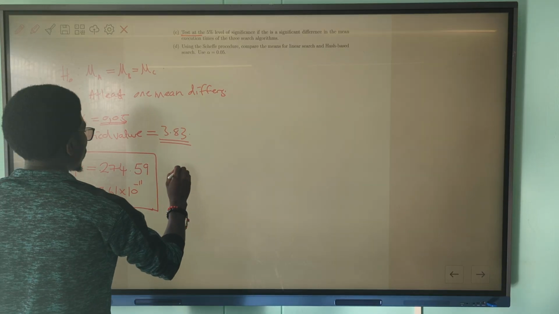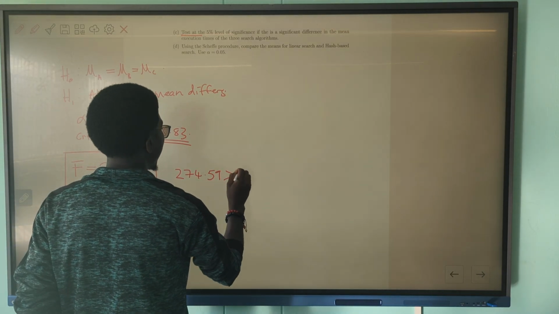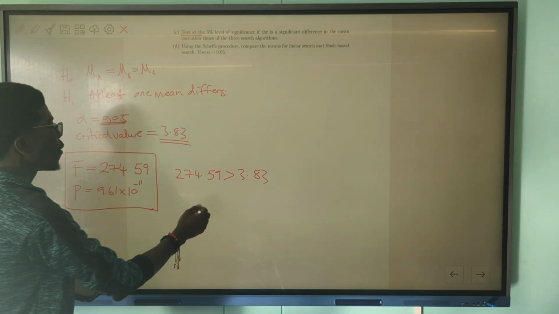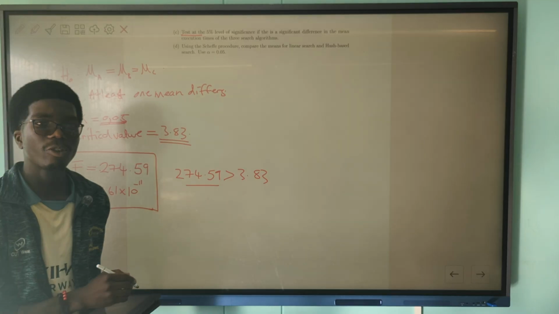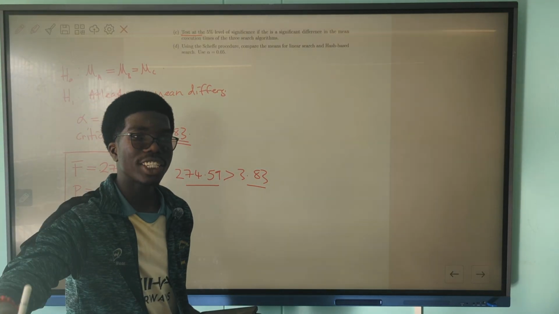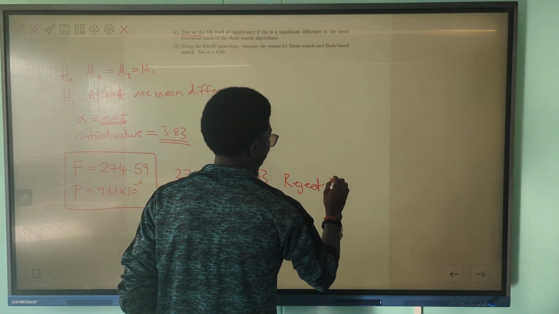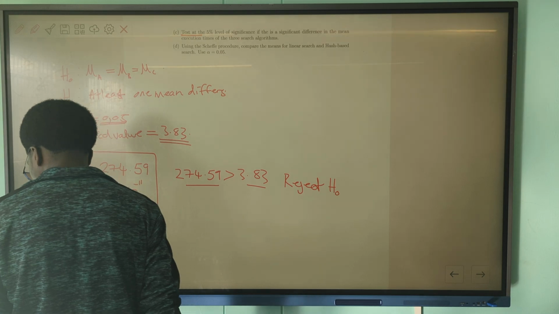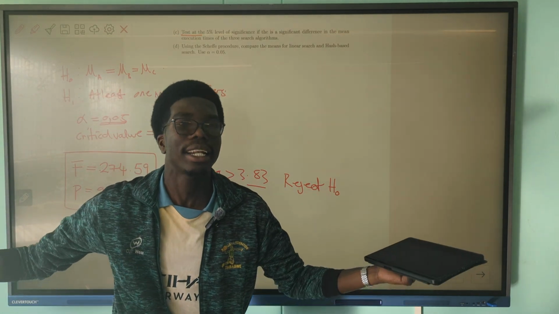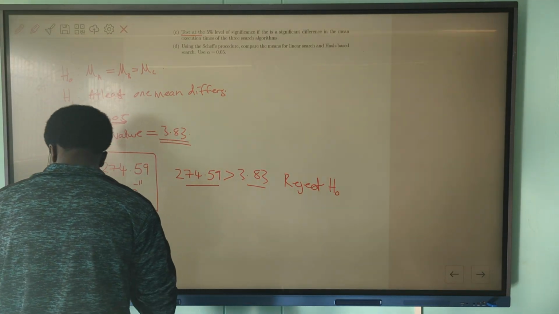Therefore takuenda kunopa conclusion yedu yokuti 274.59 is greater than 3.83. Anditika, which means kuti F value yedu yatawana from the F test yaita ihombe kune the critical value. Therefore takutoziva kuti we reject H not because my values edu abuda akasiyana and a big difference. Saka we are rejecting the H not.